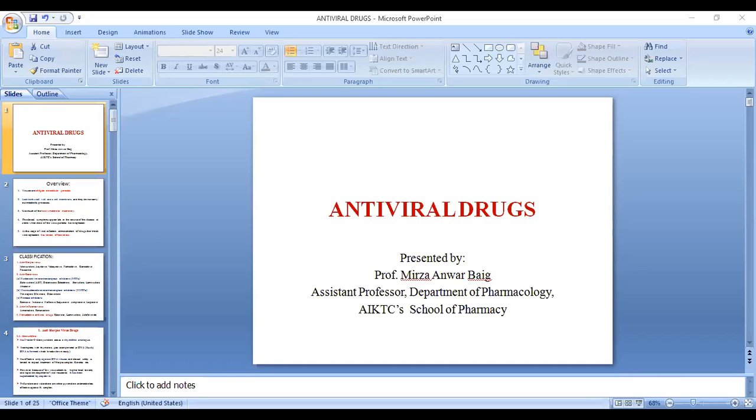As we have studied penicillin and cephalosporin, they are targeting the cell wall and cell membrane. For example, if this is the microorganism, the cell wall is inhibited by penicillin and cephalosporin. So we cannot use penicillin and cephalosporin for virus, because they act on the cell wall and cell membrane, and virus does not have a cell wall or cell membrane.